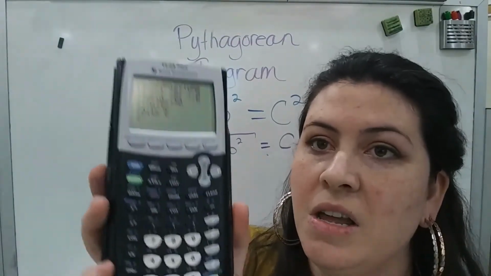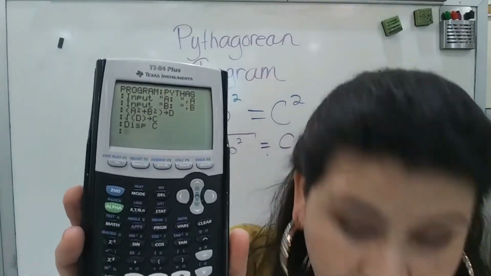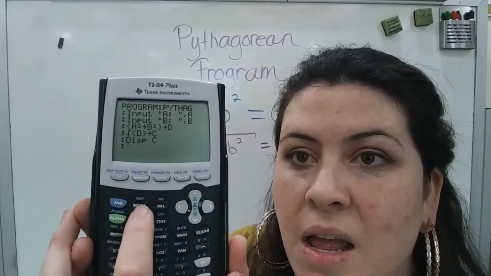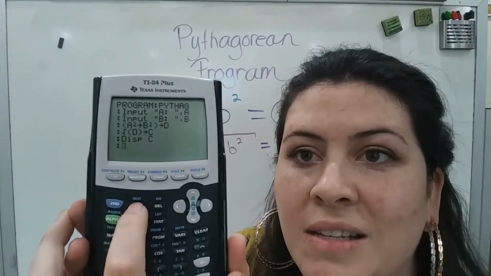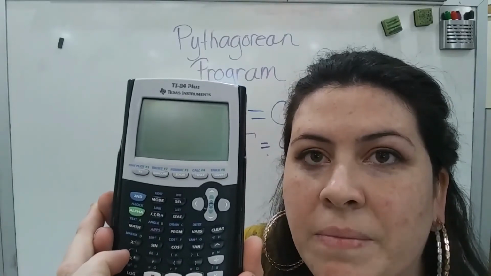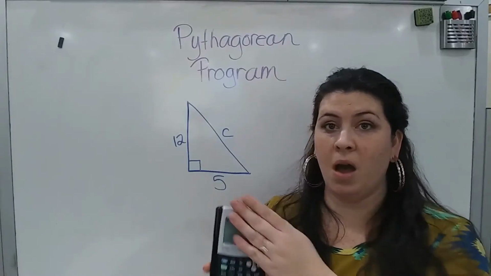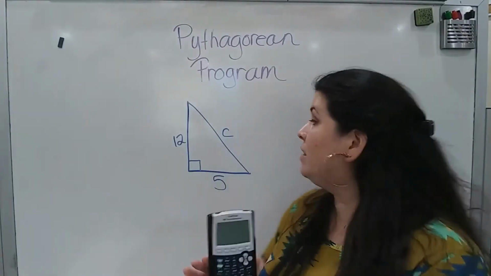We can hit enter. The way you get out of screens, don't hit clear, it'll erase everything. We're going to go second mode, because that blue thing right there says quit, and it takes you out of it. Now let's test it. We have our Pythagorean program all inputted into our calculator. Now let's test it out.